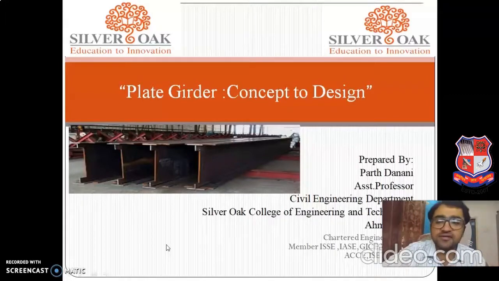There are various chapters as per the curriculum of 8th semester GTU. Foot over bridge is there, plastic analysis is there, gantry girder, plate girder. So today we will understand plate girder, its concept. In the subsequent lecture we will understand its design, and in later lectures we will understand various other chapters.